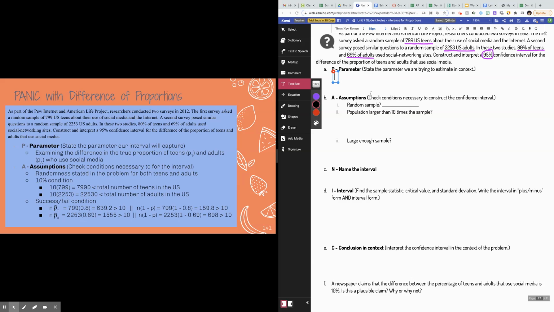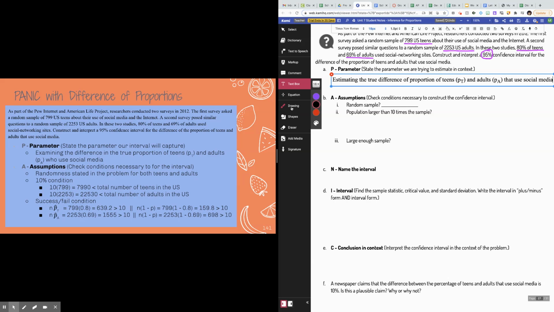Remember, P stands for parameter. So the parameter is just what we're examining. And often they're going to give you exactly what this is in the problem, like usually in the last sentence. So here I wrote examining on here, but you could say estimating the true difference of proportions of teens. And then I'm going to label that for myself. So teens, I'm going to label P sub T, and adults, which I'm going to label P sub A, that use social media.